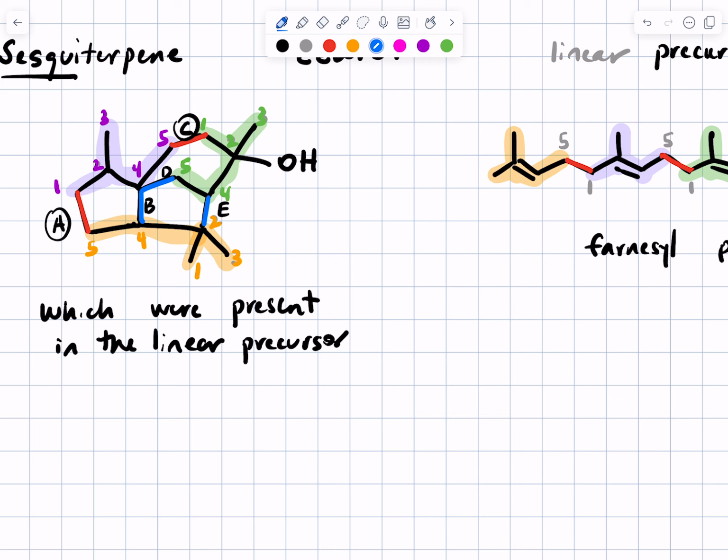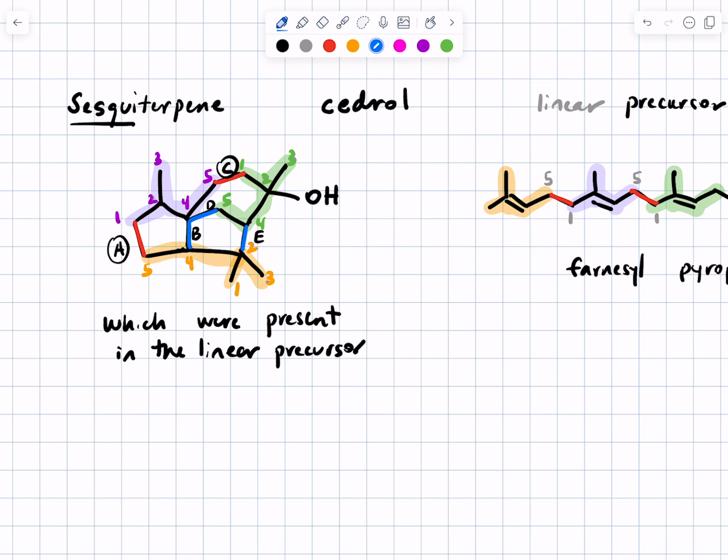Now again, I'm not asking you to draw a mechanism for the formation of cedarol. You could do that. I actually have it in my notes, but I think we'll start smaller than that. Did you get the idea? I could also ask the question, which of these were not in the linear precursor? Okay, yes?